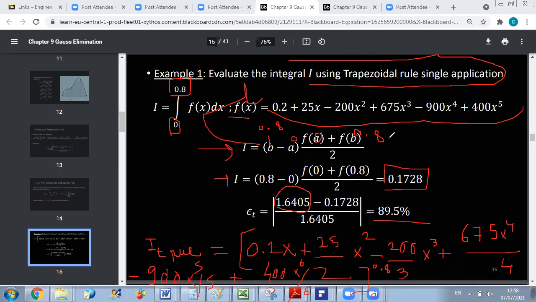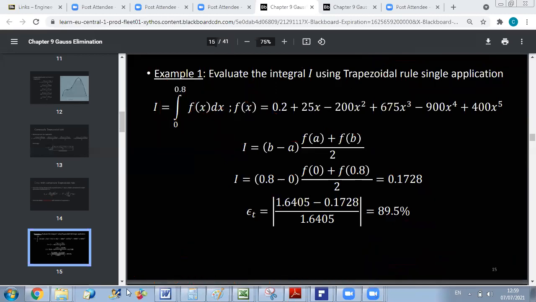Why can I expect that I will have such a large error here? I have two reasons. What are these two reasons? It's high degree. Very good. First, the function is highly nonlinear. Second, my interval, my segment is not small, 0.8. So I expect to have a bad result.